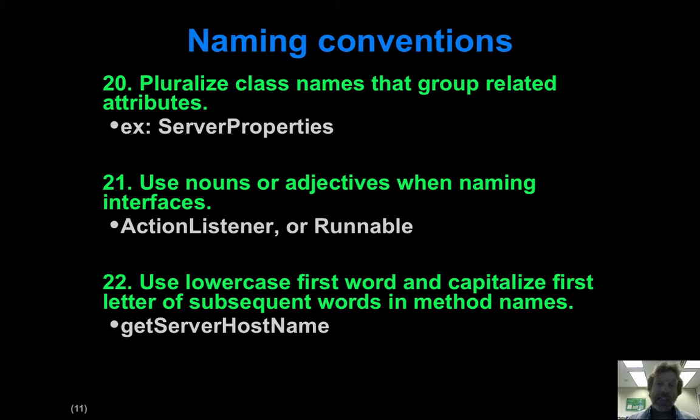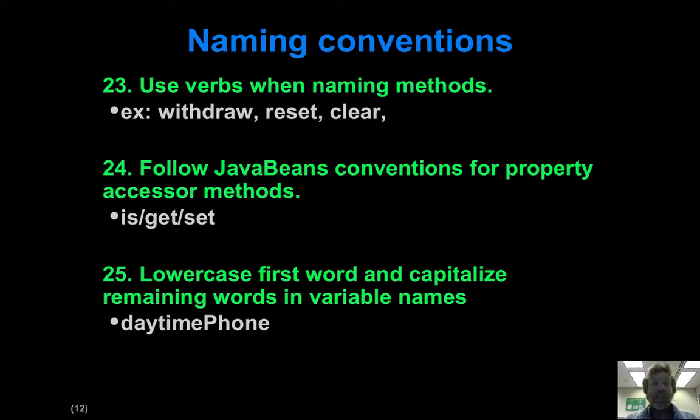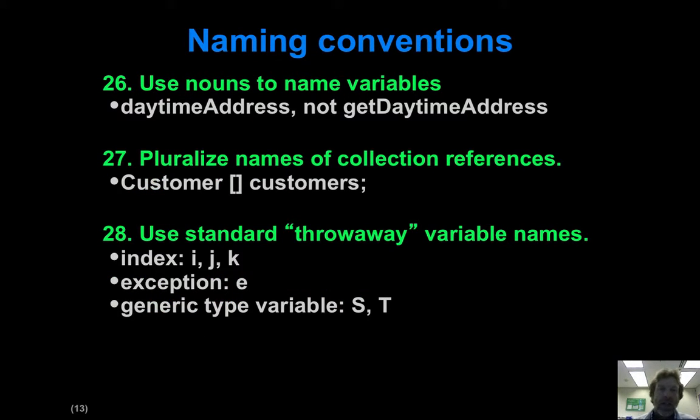Method names should have a lowercase first letter, and then the remaining words are capitalized, so getServerHostname is an example of that. When you're naming methods, you probably want to use a verb. When you're creating accessor methods, you use get, set, or is for booleans. Those are the JavaBean conventions. For variable names, you lowercase the first word and uppercase the remaining ones, so dayTime is one word in this particular instance. For variables we want to use nouns. When we have collections, we want to pluralize them. So here's an array of customers, which would be pluralized.